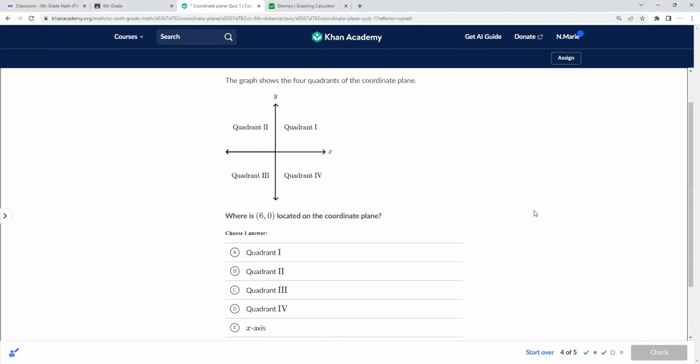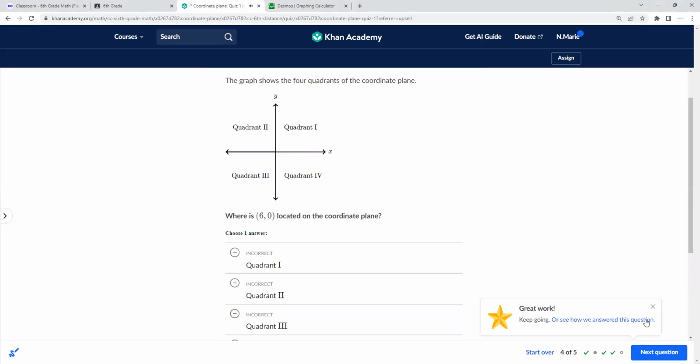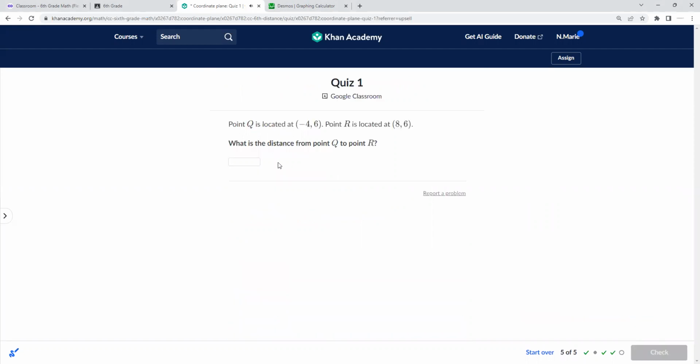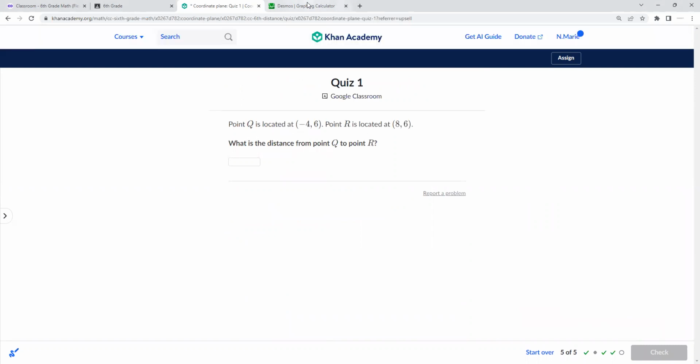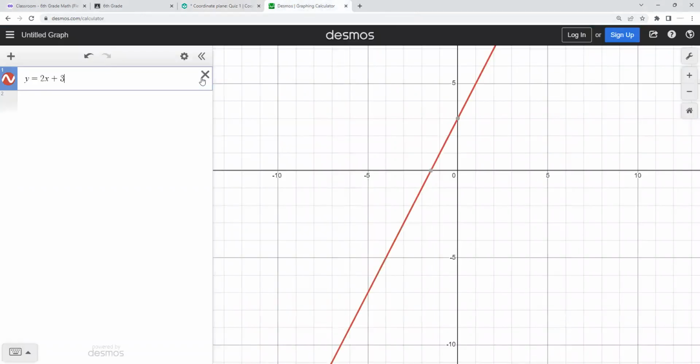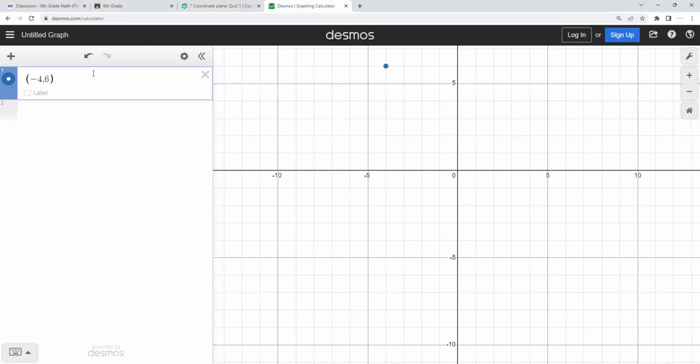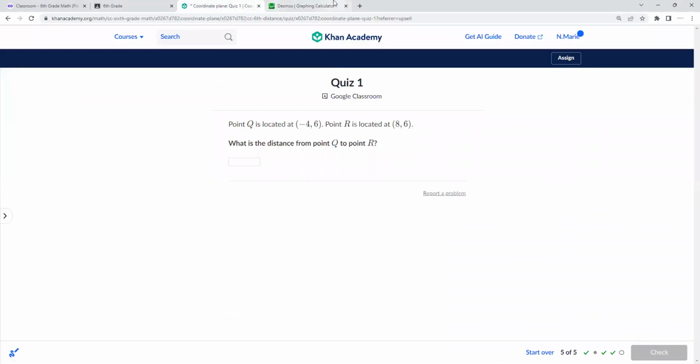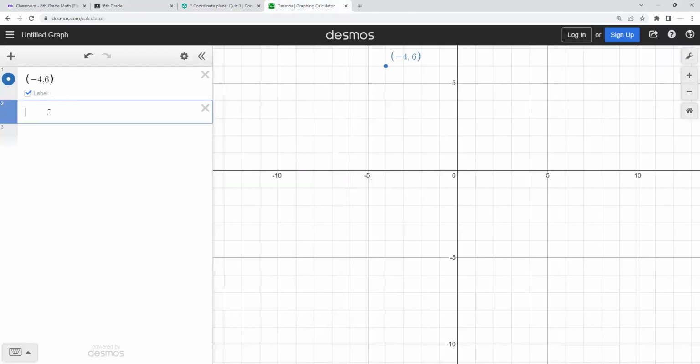Where is the point (0, 6) on the coordinate plane? It would be on the x-axis. It would be over here. Use Desmos to help. And so point Q is located at (-4, 6). So I recommend, if you're very new to this, yeah, you can use graphing paper or use Desmos, but you don't need to use it. But I'm going to use it in this case for us visual learners.